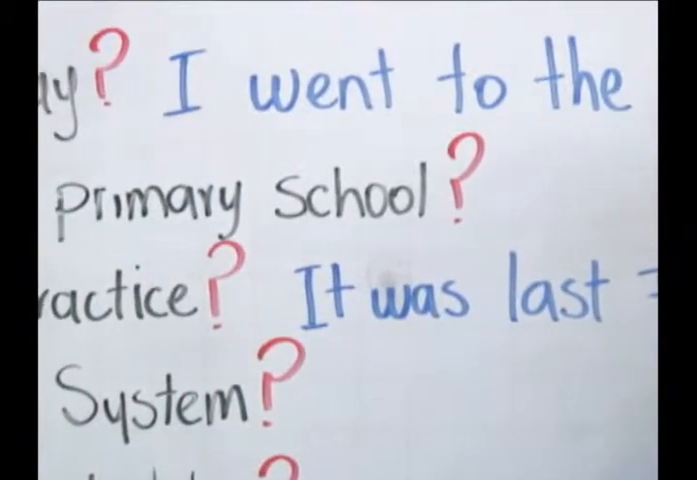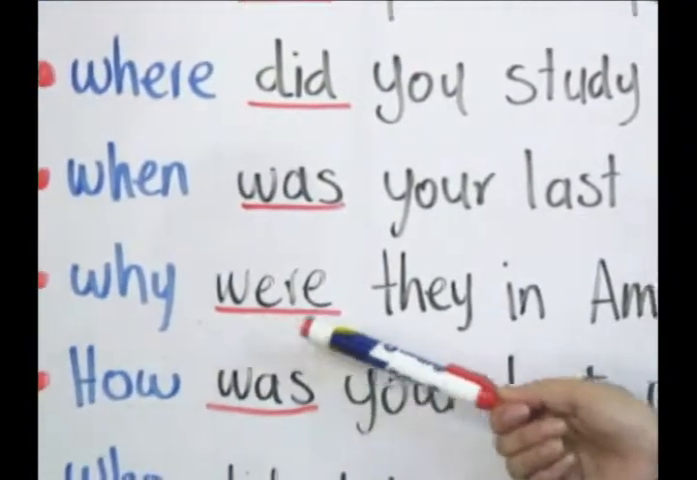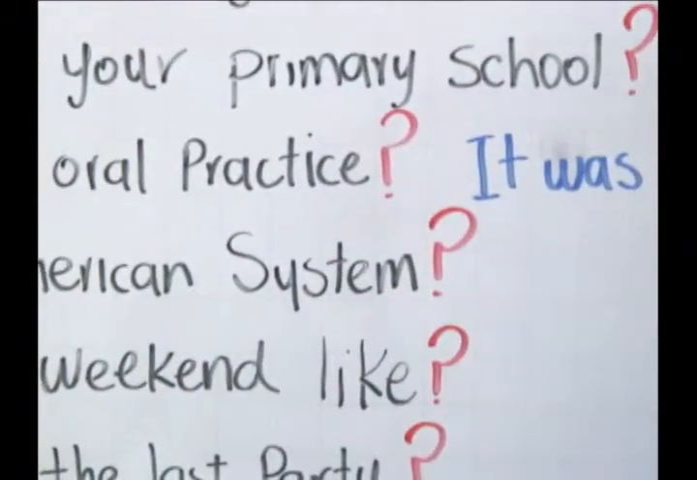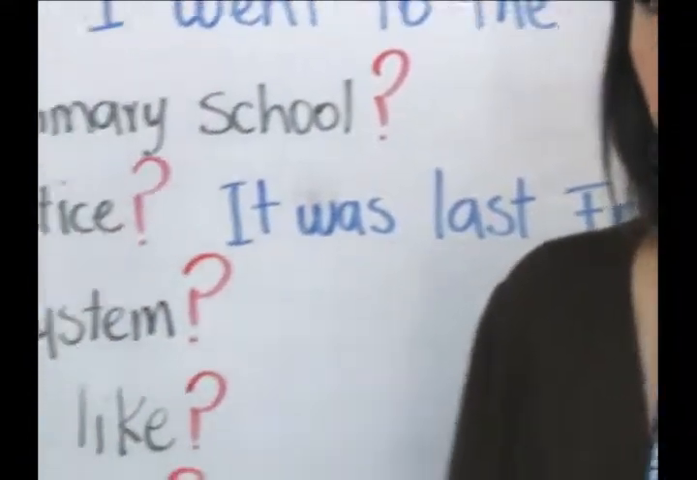Okay? Next one. Why? Why were you in American system? The answer, always that you ask questions with why, the answer is with because. So why were you in American system? Because I had my oral practice. The verb is in past too.